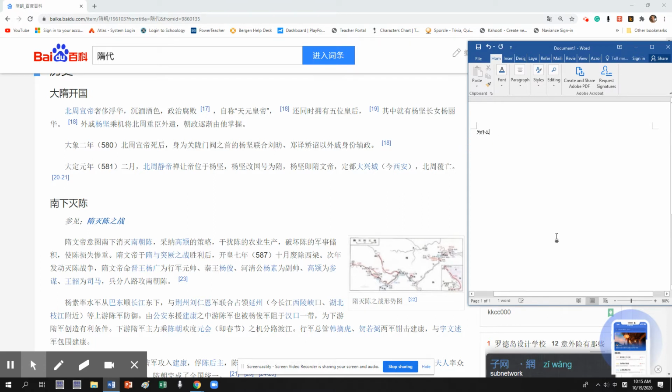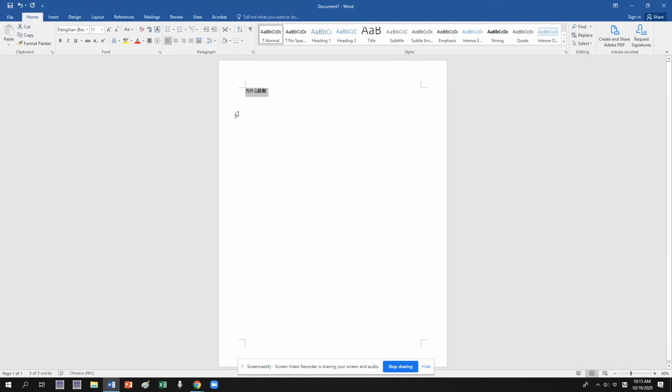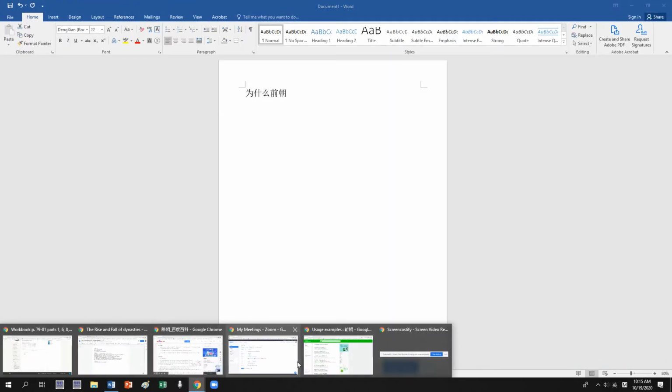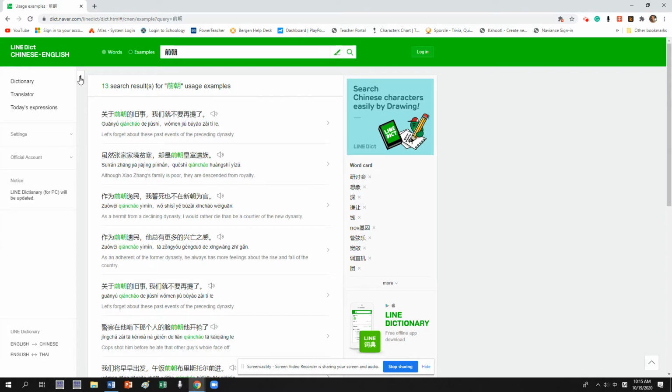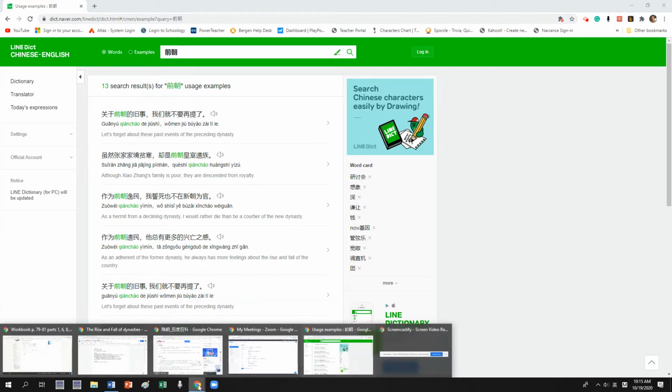So 为什么 Qian Chao, the previous dynasty? And I got the word Qian Chao for previous dynasty. I didn't actually know how to say that, so I went and looked it up because I wanted to make my text sound really formal. I went and looked it up on NCIKU. I looked at previous dynasty, and they came up with Qian Chao as an example.